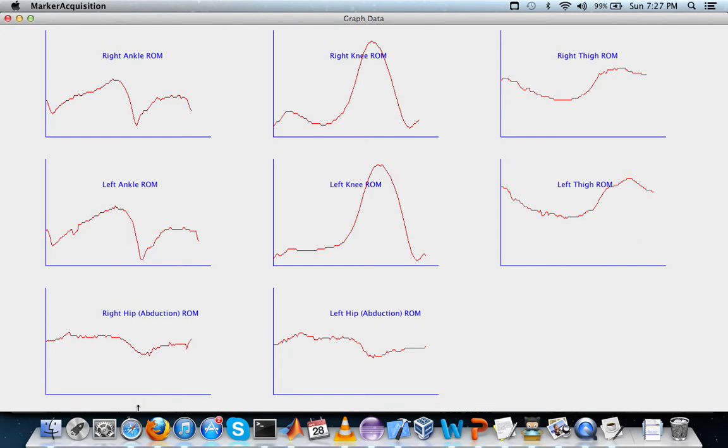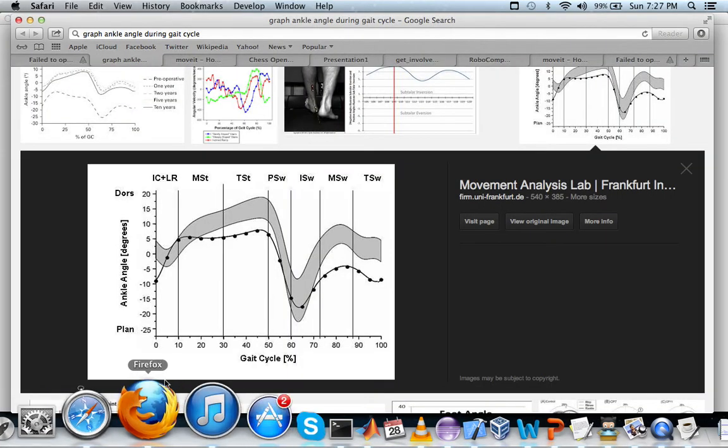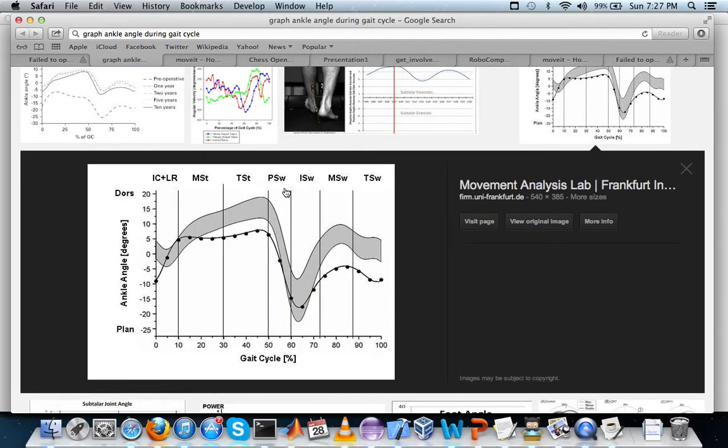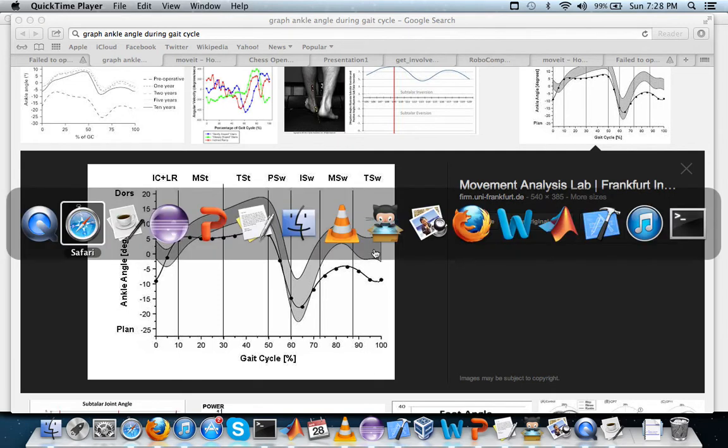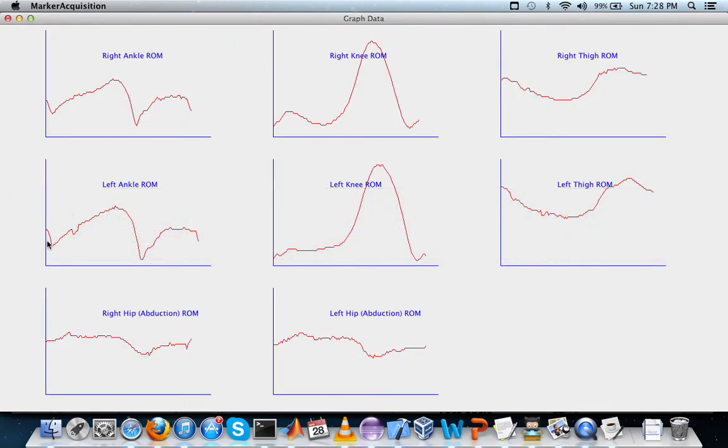Just to give you a rough idea of how accurate this data is right now, I'm going to show you a sample range of motion estimated for normal gait from a movement analysis lab in Frankfurt. And if you just look at the shape here, the gray area, which is the interval of normal gait, you can see how closely it corresponds to the shape that we've received from our graph, plus or minus a scaling factor.